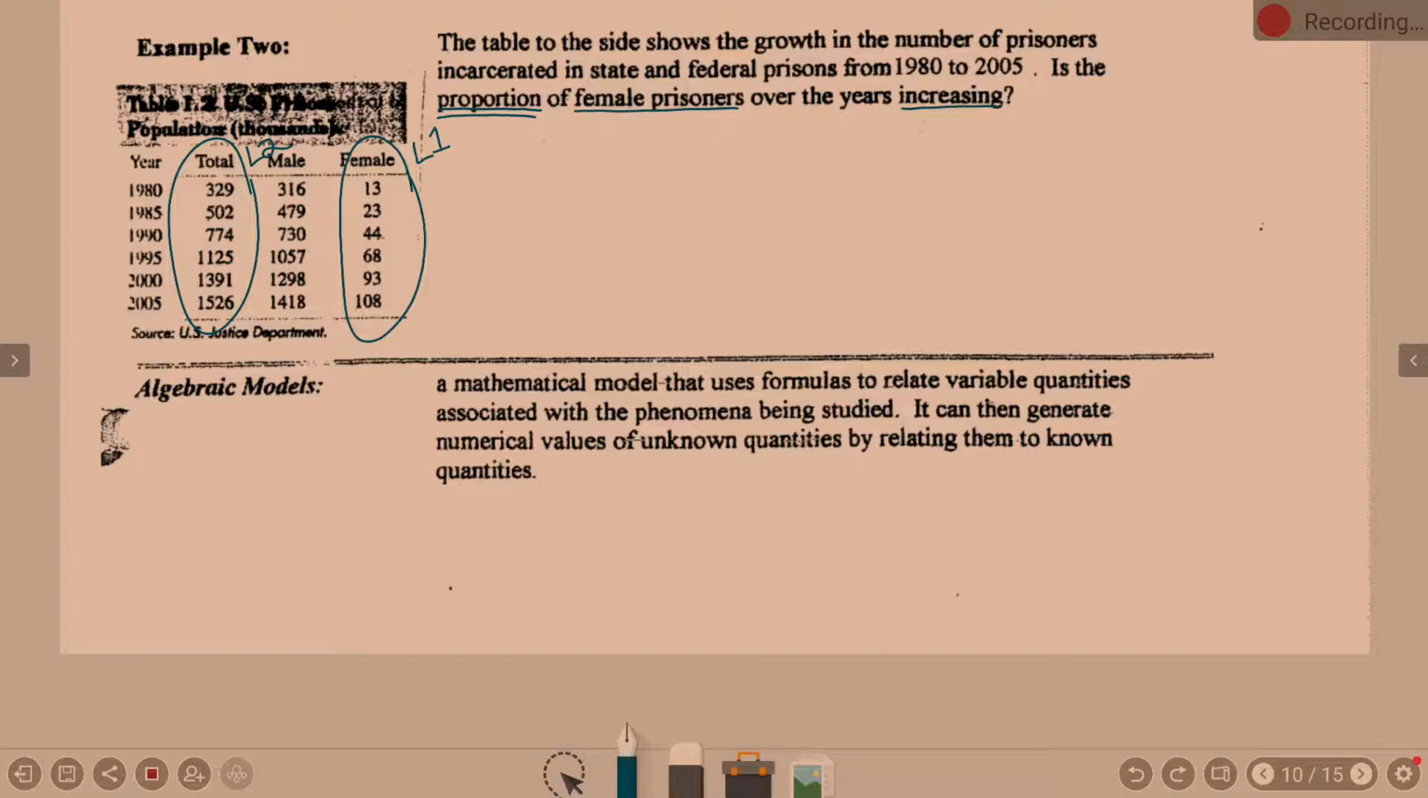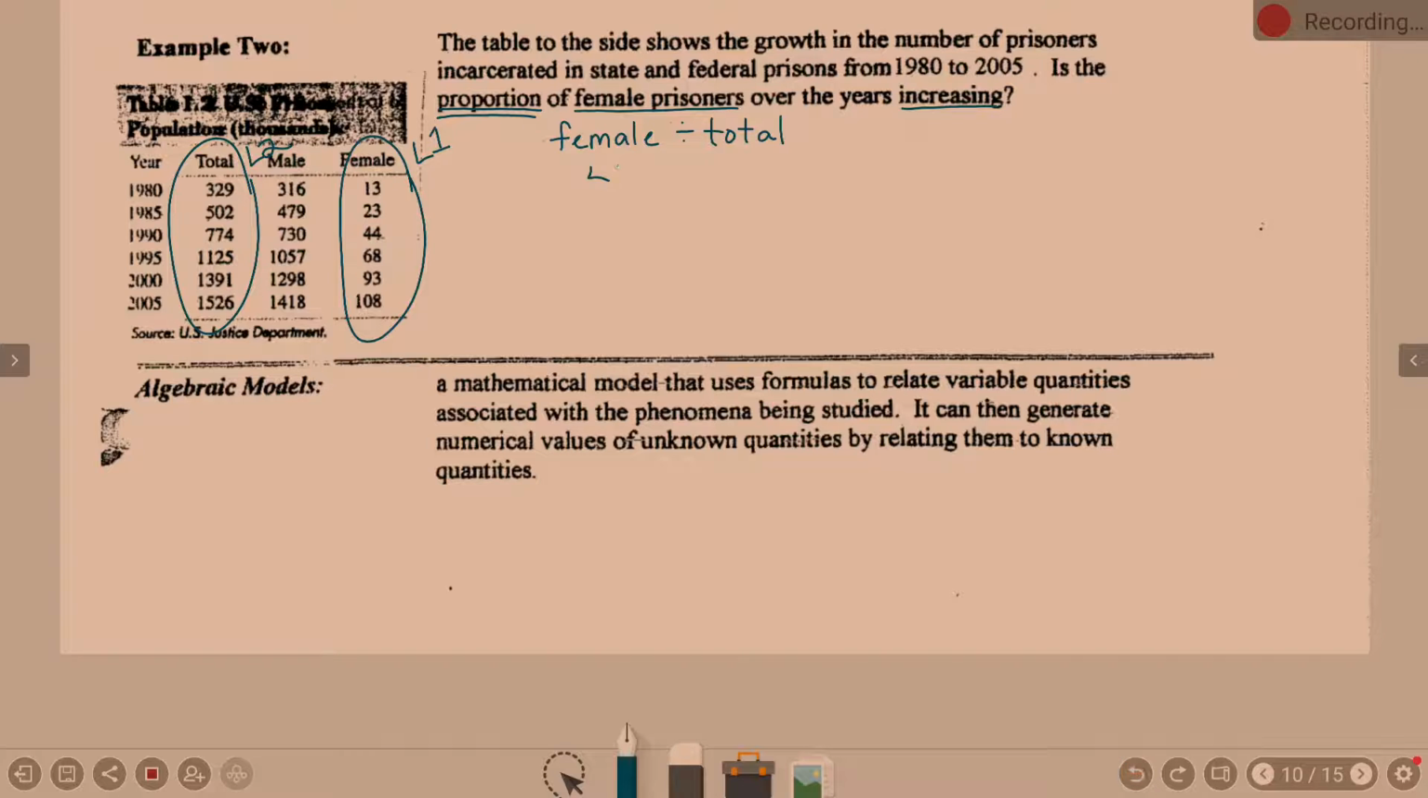So, mathematically, what do we have to do here? We need to take female, right? And divide it by total. Which means, what are we doing here? My females are in list L1. My totals are in L2.